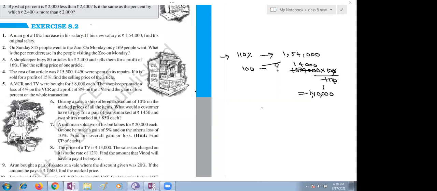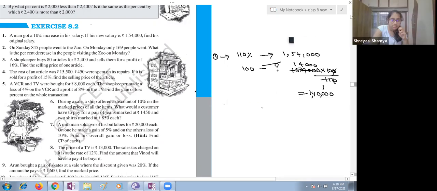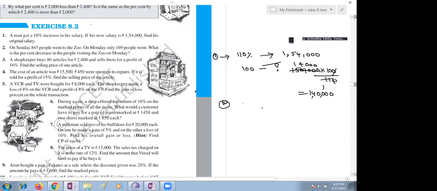People went to the zoo. On Monday, only 169 people went. That means how many decreased? 845 minus 169 equals how much? 676. Decrease means you always need to subtract, so 845 minus 169. Based on what are we comparing? Based on the initial value.